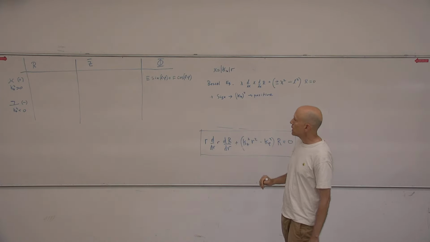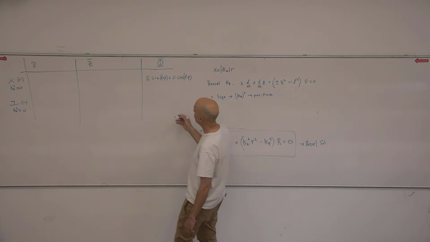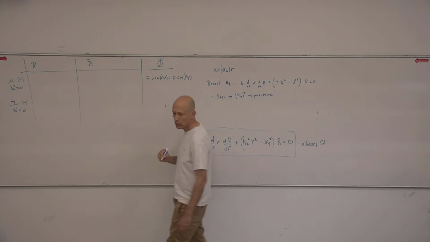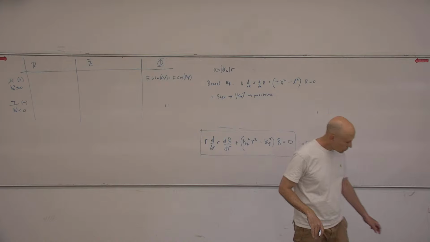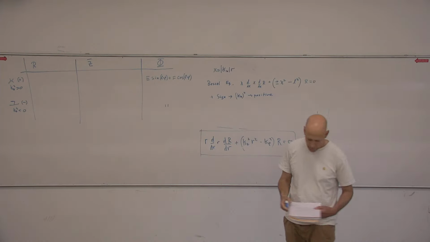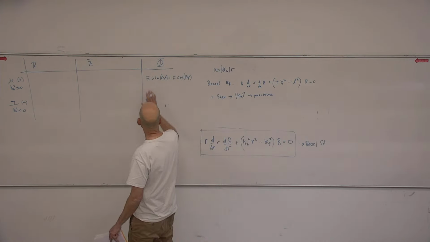So this is the sign. We don't have anything decaying, and what do we have here? We have the same thing. Exactly. What is the z direction? What is e and what is f?